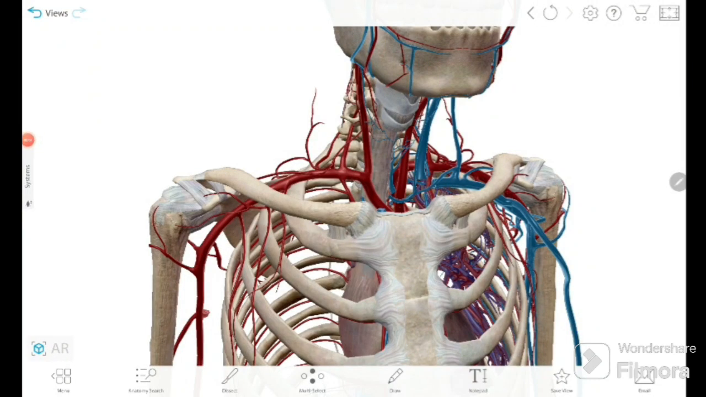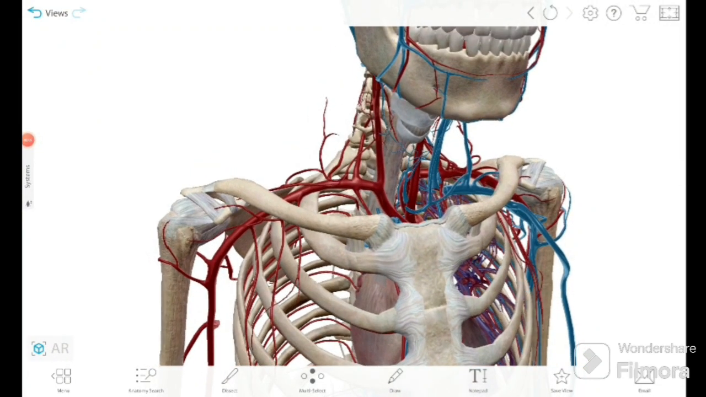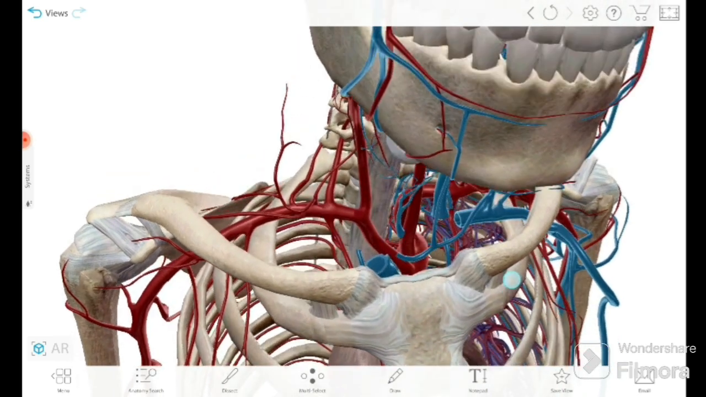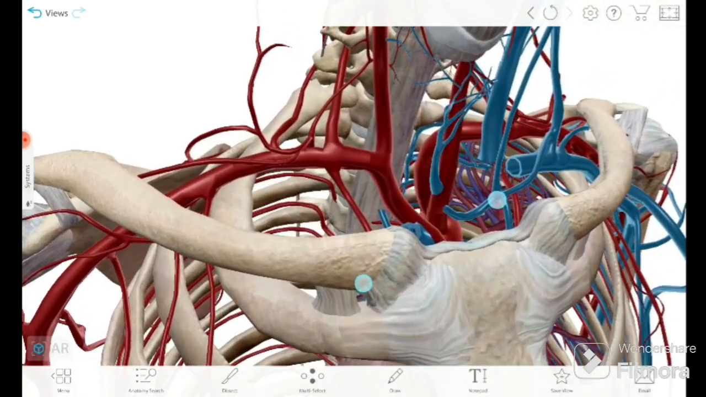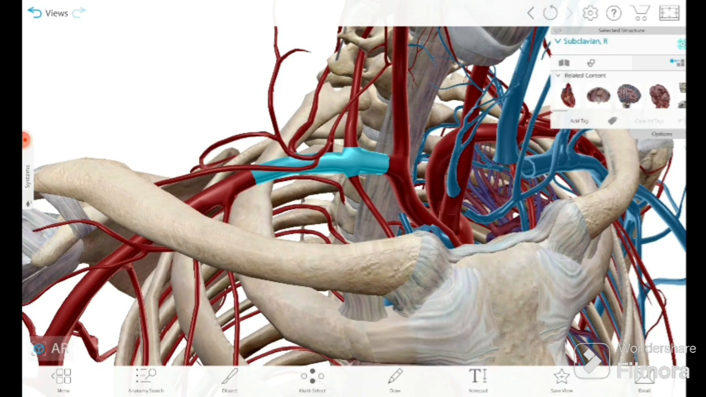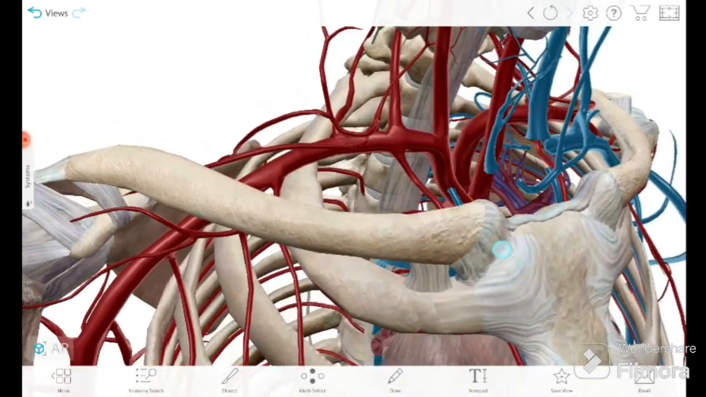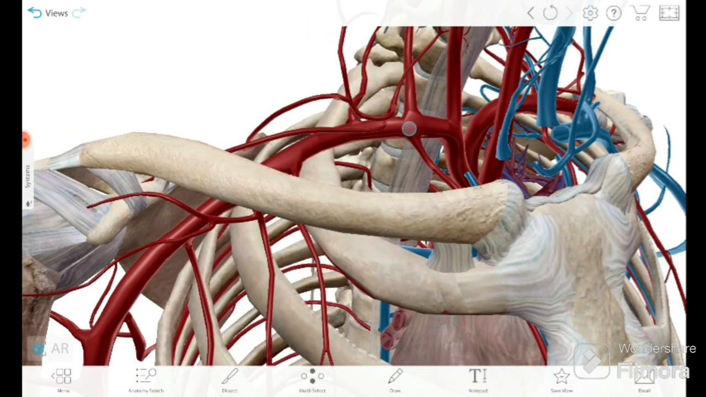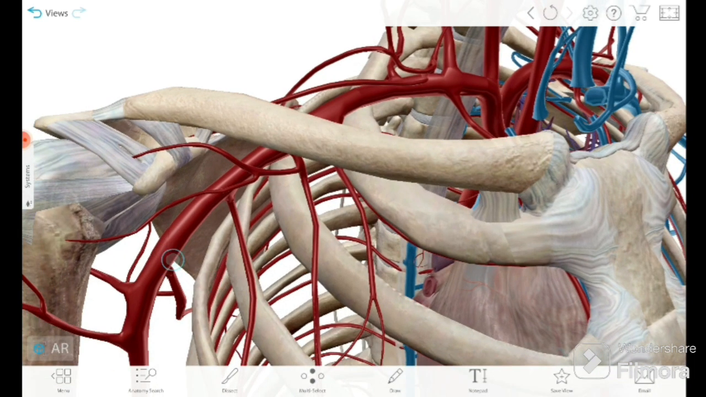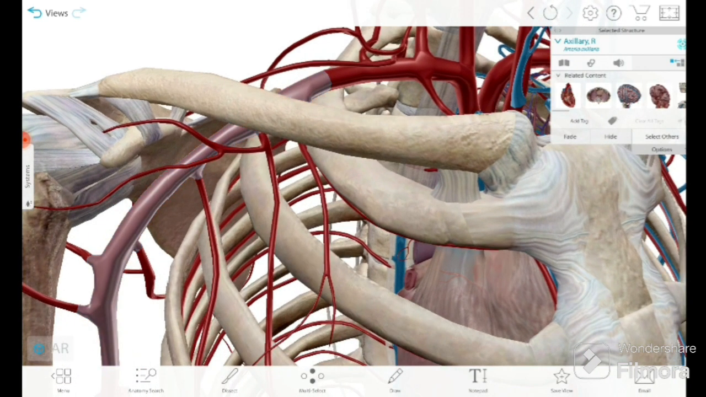We will be talking about the scapular anastomosis and the anastomosis taking place over the acromion process. So this we can see is the subclavian artery, and the anastomosis around scapula is formed between the first part of subclavian artery and the third part of axillary artery.